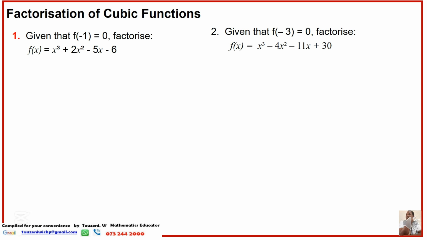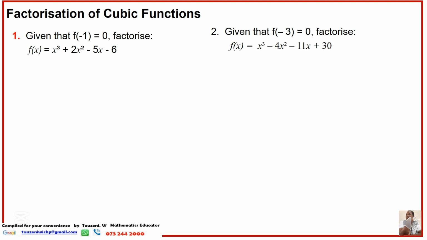Factorization of cubic functions. This is grade 12 mathematics paper 1, cubic functions, just after the calculus section. We have explained different methods of factorizing cubic functions. This is just another method, just to give us more options. Let's look at how to factorize cubic functions.